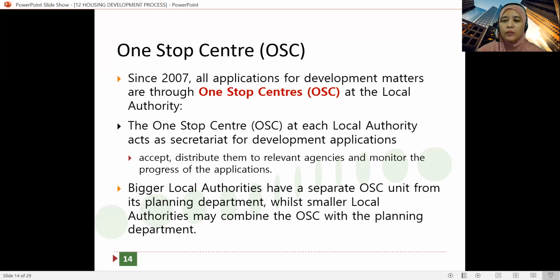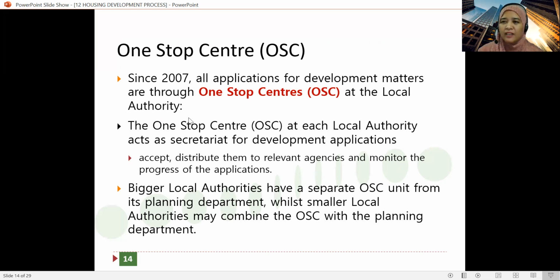Located at the local authority. And their role is as a secretariat for development applications. So diterima development applications dan dia akan proses, dia akan submit kepada technical agencies, kepada LPA, local planning authority dan sebagainya. Dan dia akan chase, dia akan buat follow up. Dia akan monitor the progress of the applications. But they themselves, OSC, they do not approve, they do not reject, they do not decide on the development application.